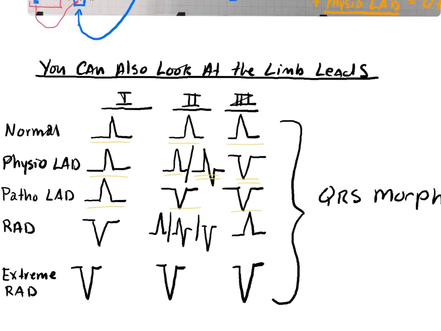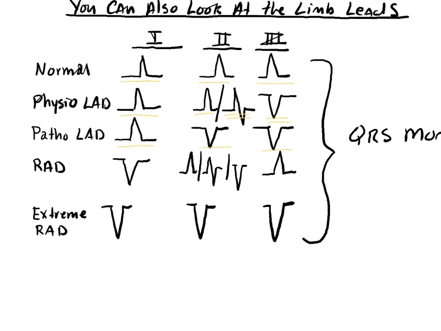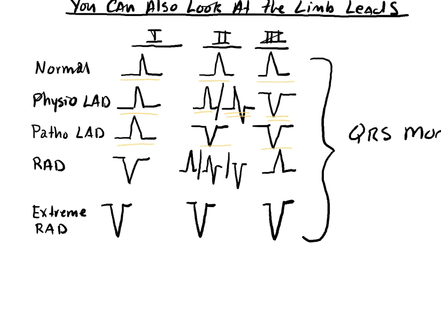So when we go back down here to right axis deviation, you guys nailed it. It's definitely going to be down in lead 1, right? It's definitely going to be up in lead 3, right? Because lead 3 is looking on the right side. And then you could get a variable up, biphasic, or down in lead 2, depending on how far right it is. Does that make sense why we would get that? All right, you guys cool with that?